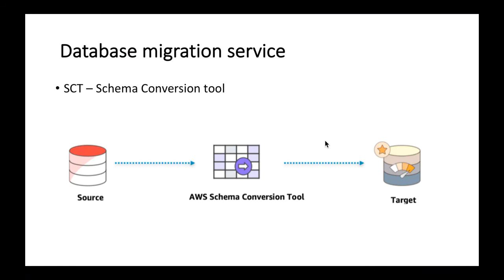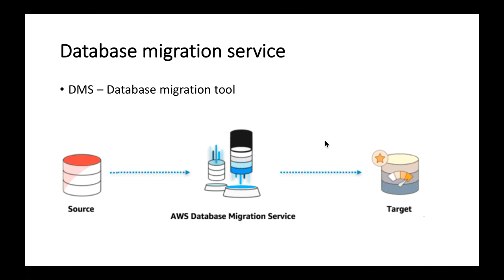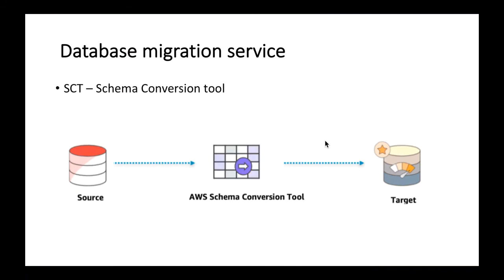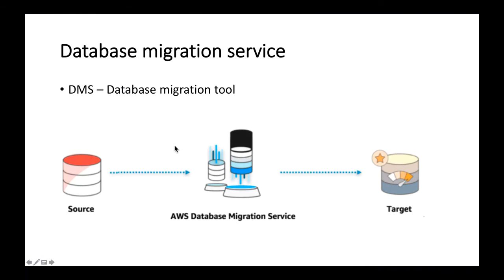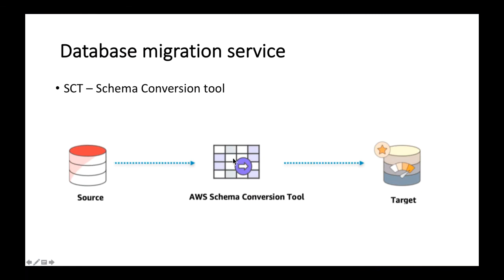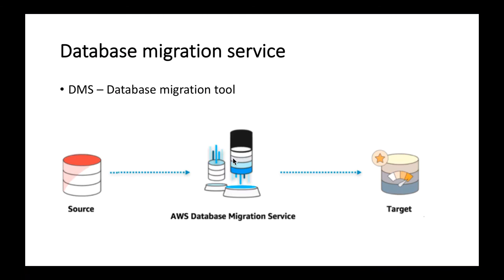Once you're done converting your schema, the second step is migrating the existing data, and for that you use the data migration tool. In AWS, you can install the Schema Conversion Tool locally, as well as on an EC2 machine, and it does not have any cost associated with it. But when you start moving your data, you have to select an instance type in order to move your data.